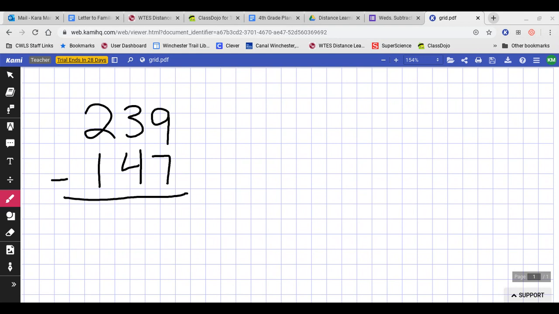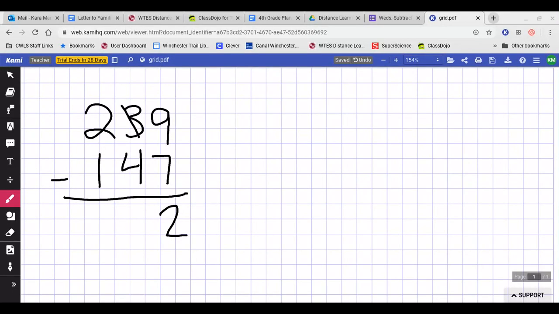239 minus 147. Okay, remember, more on top, no need to stop. So I have more on top because 9 is more than 7, so no need to stop. I can just subtract. And 9 minus 7 is 2. Okay, then I check my next column, my tens column. There is not more on top, so I need to stop and I need to regroup.